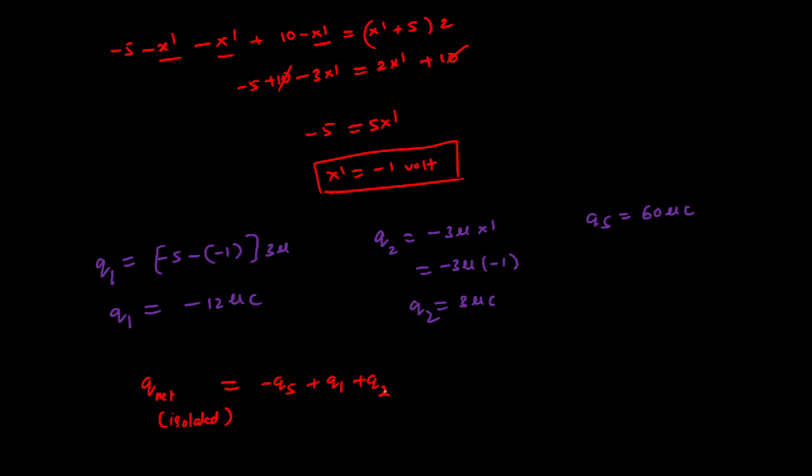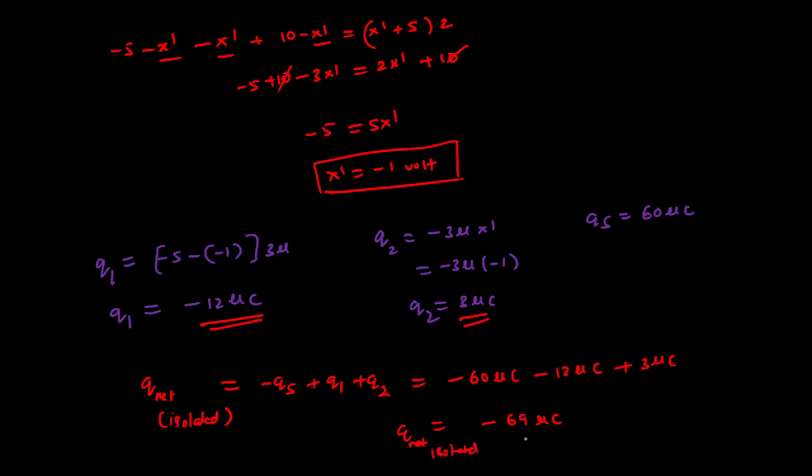q5 negative, so minus 60 microcoulomb that we have, then plus q1, meaning plus 12 microcoulomb we'll get. Sorry, this is plus q1, right? q1 has a negative sign here, so you just have to write whatever the value of q1 is there, and q2 is plus 3 microcoulomb. Because it was positive, I'm writing positive, right? So we have minus 72 plus 3, so it becomes minus 69 microcoulomb. Okay, so this is the net isolated charge.